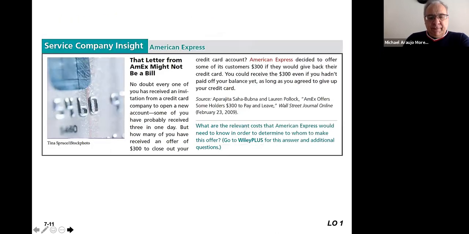Okay. So here's a little company insight from American Express. No doubt every one of you has received an invitation from a credit card company to open a new account, for sure. But how many of you have received an offer of $300 to close your account? Not that many, right? So American Express decided to offer some of its customers $300 if they would give back their credit card.